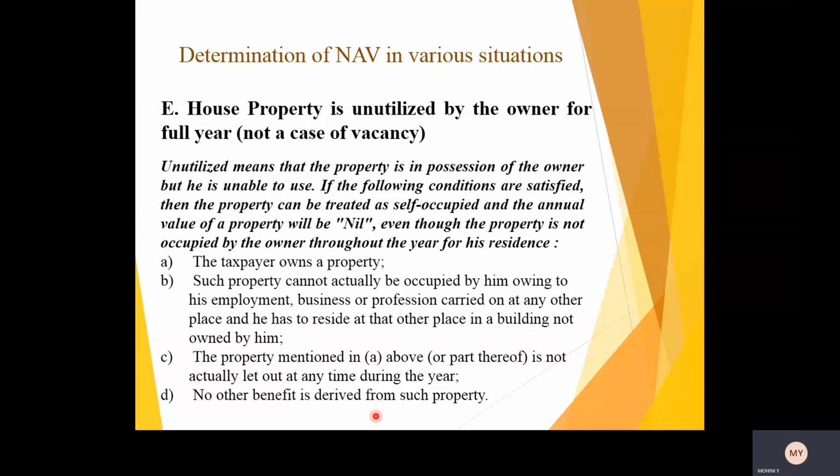So it means the taxpayer should own a property, he should live at a place in a house due to his employment, profession or business, and that house should not belong to him; he must not be the owner of that house. Both the properties are not actually let out at any time during the year, and no other benefits are derived from such property. So in any situation, if these four conditions are satisfied, it means the property is called self-occupied property.